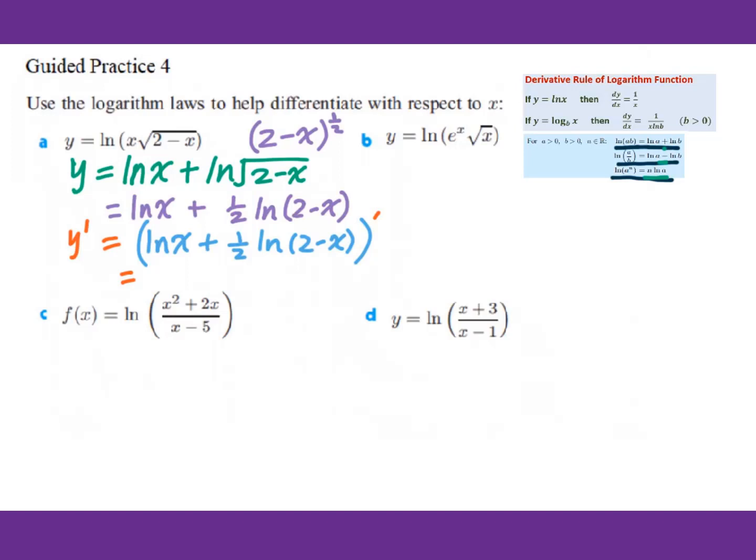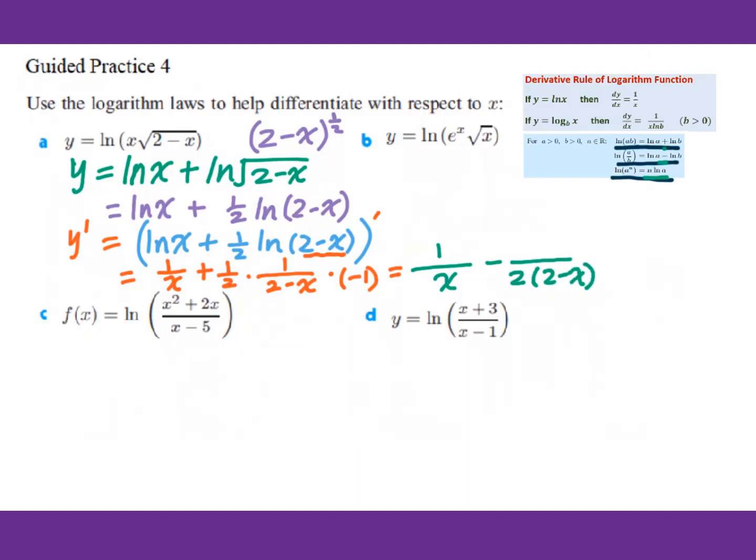Natural log of x derivative will be 1 over x plus 1/2 times 1 over 2 minus x. Then you do the derivative of this argument, that will be -1. So we organize, you will get 1 over x minus 1 over 2 times 2 minus x, top is 1. Then we do the distributive property, 1 over x minus 1 over 4 minus 2x. This will be the final answer.